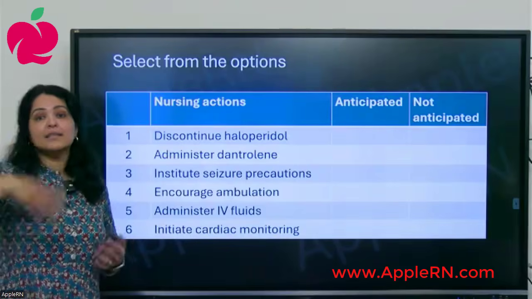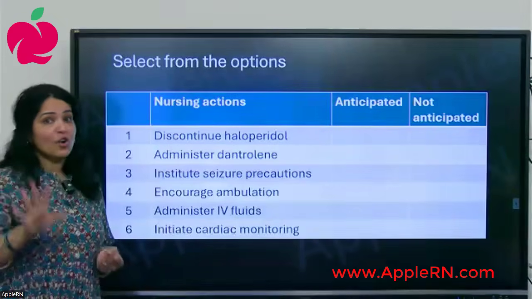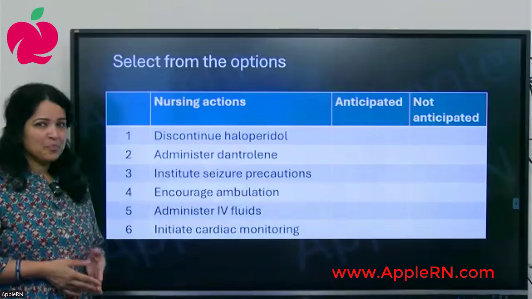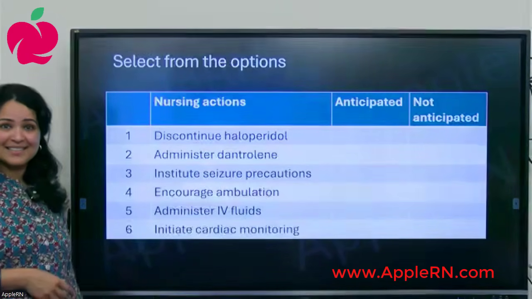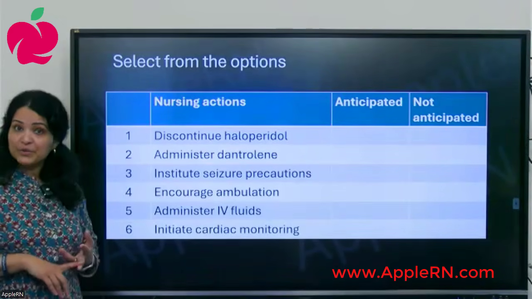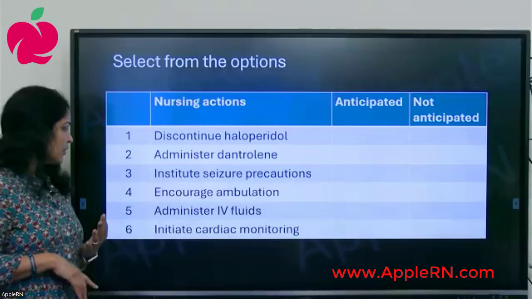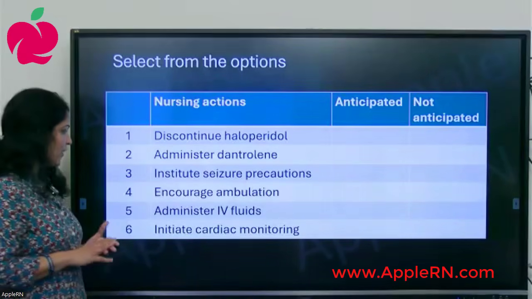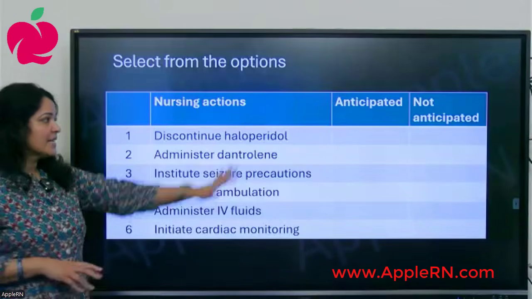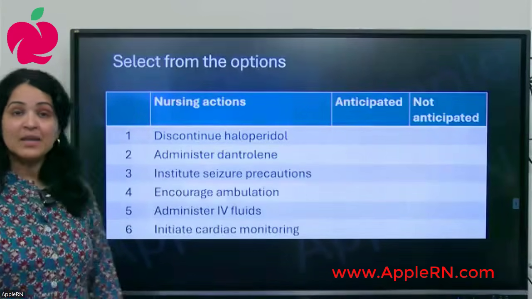The nurse is getting all these orders and prescriptions. We know it's neuroleptic malignant syndrome. We know that now. So what is something we might be doing? Let me know which are the anticipated ones. Number 1 is discontinue haloperidol. Number 2, administer dantrolene. Number 3, institute seizure precautions. Number 4, encourage ambulation. Number 5, administer IV fluids. And number 6, initiate cardiac monitoring. Just let me know what are the anticipated ones. What do you think?